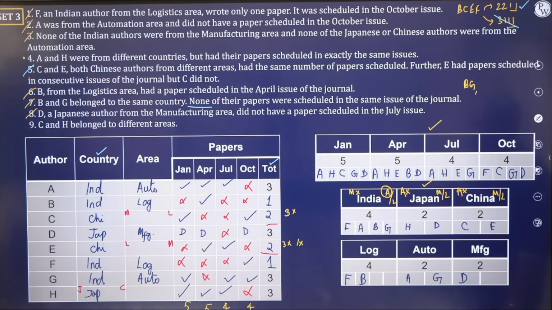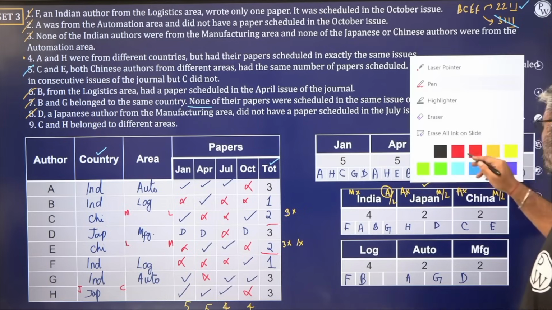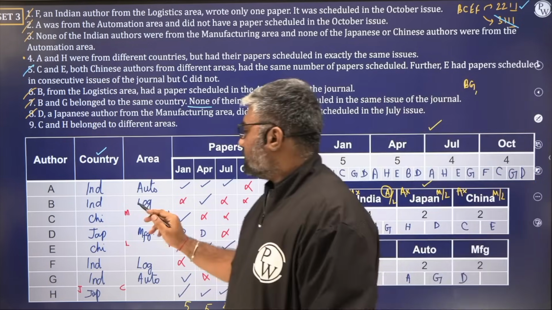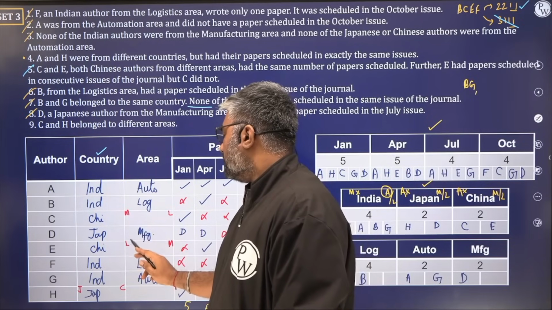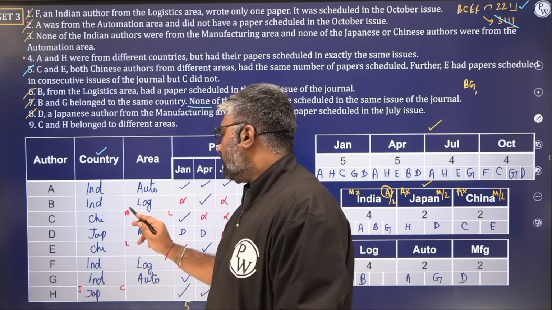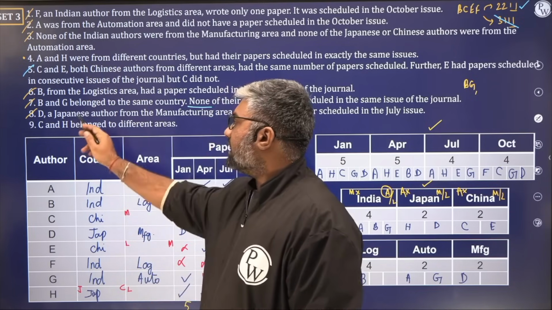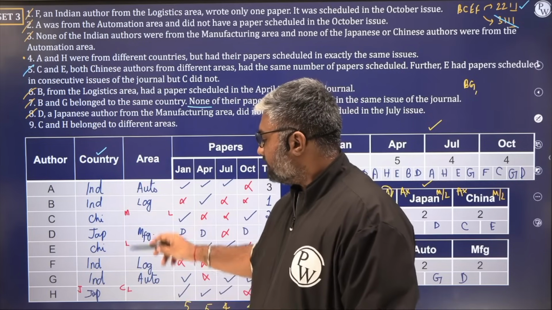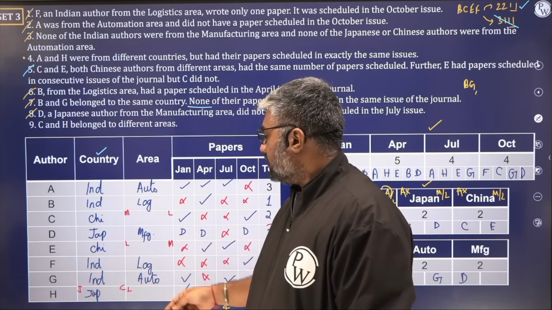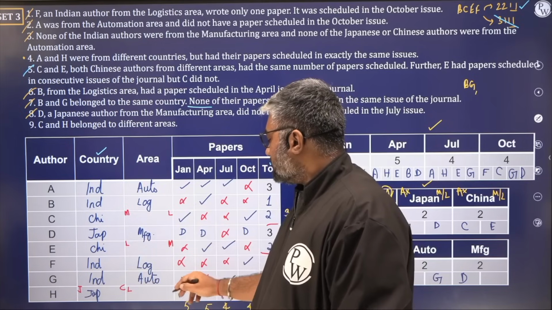Do we know anything about C? No. Do we know anything about H? No. But we know one thing. What do we know? We know that if C is manufacturing, then E will be logistics. If C is manufacturing, then H should also be logistics, because C and H are different areas. If this is M, this is L. This will also be L. If this is L, this is M, this is M.